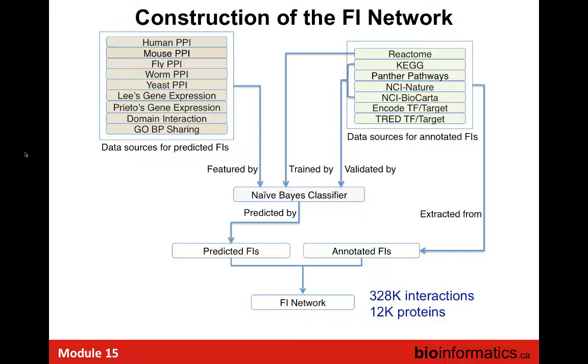Now, in order to have a larger network, we've parsed a lot of data from different pathway data resources and integrated other protein-protein interactions. The extracted pathway interactions are called the annotated FIs, annotated functional interactions. And then for subsets of that data, we can use that as a training data set for a naive Bayesian classifier, which you then feed the features for all these different interactions. And that creates a second data set called the predicted FIs.